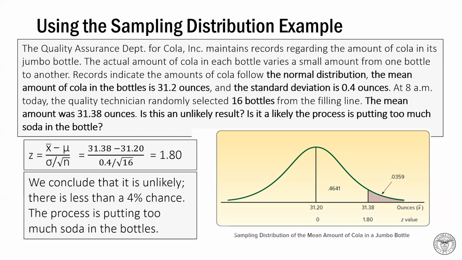Therefore, based on a sample of 16 observations from the normal population with a mean of 31.2 ounces and a population standard deviation of 0.4 ounce, it is unlikely, less than a 4% chance, that the sample mean is equal to or greater than 31.38 ounces. We conclude that the process is putting too much cola in the bottles. The quality technician should see the production supervisor about reducing the amount of soda in each bottle.